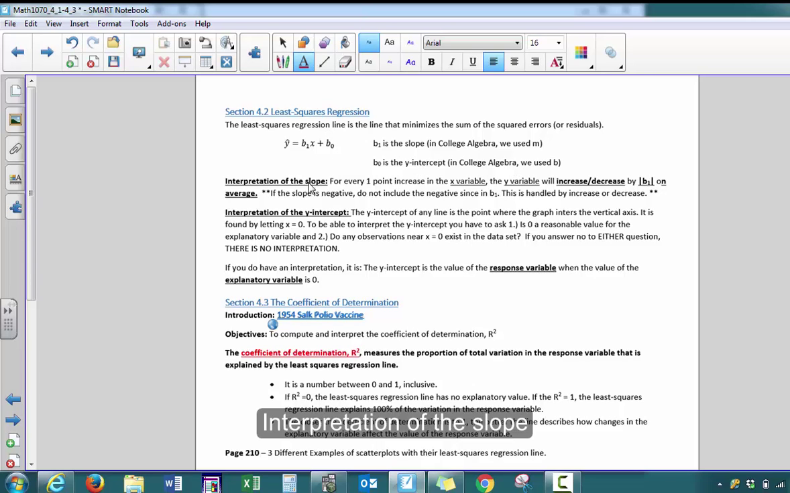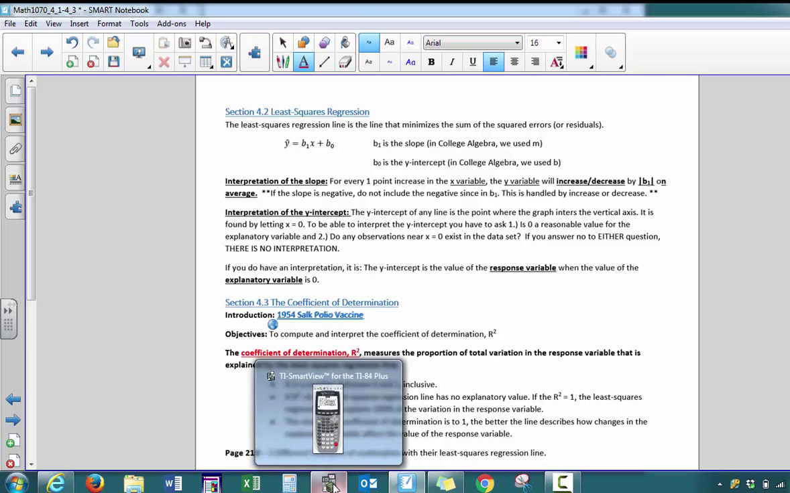The way we interpret our slope: for every 1 point increase in the x variable, you always need to interpret this based on your particular problem. The y variable will increase if your slope is positive, or decrease if your slope is negative, by the absolute value of the slope on average. And here's a tip: if your slope is negative, you do not include the negative sign in the b sub 1. It's always the absolute value of that. The way we know whether it's positive or negative is if we say increase or decrease.